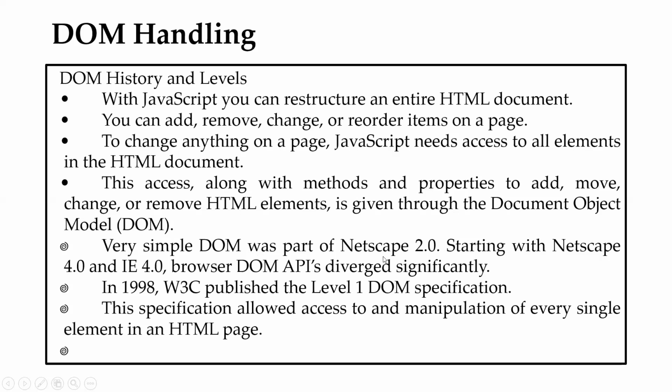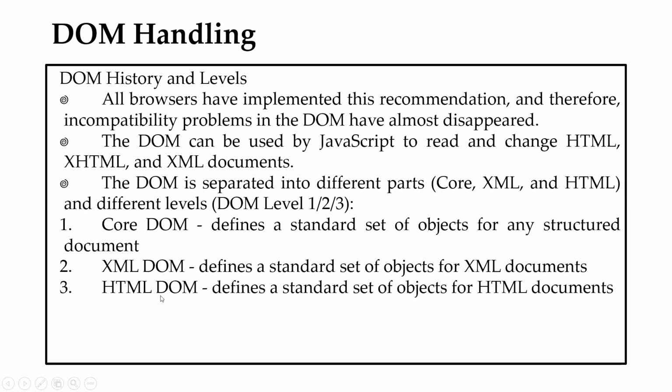There are three different versions. The DOM was part of Netscape 2.0. Starting with Netscape browser 4.0 and Internet Explorer 4.0, the DOM API diverged significantly. In 1998, the W3C published the Level 1 DOM specification. This specification allowed access to and manipulation of every single element in the HTML page. Since all browsers implemented these recommendations, incompatibility problems in the DOM have almost disappeared.